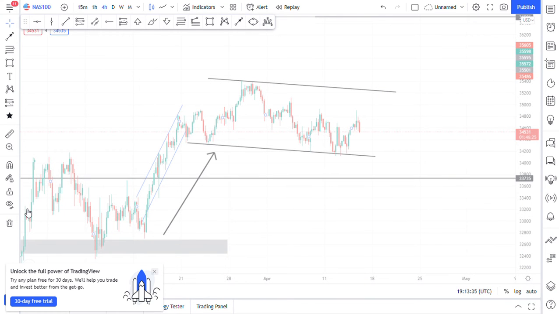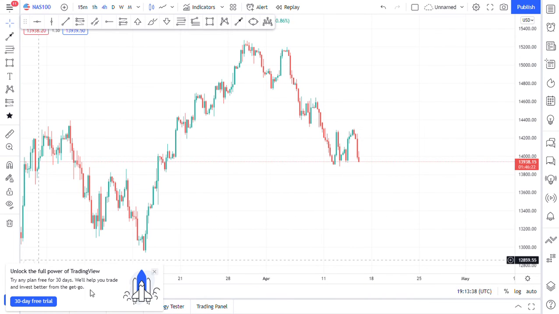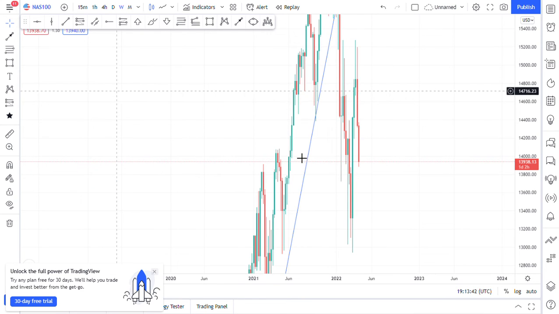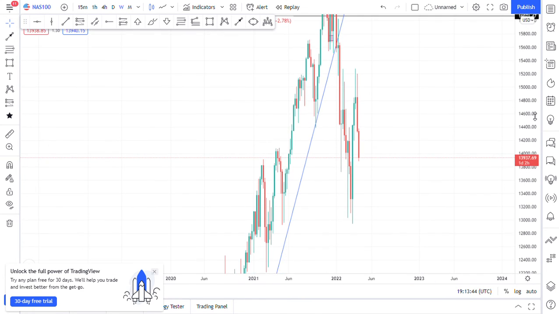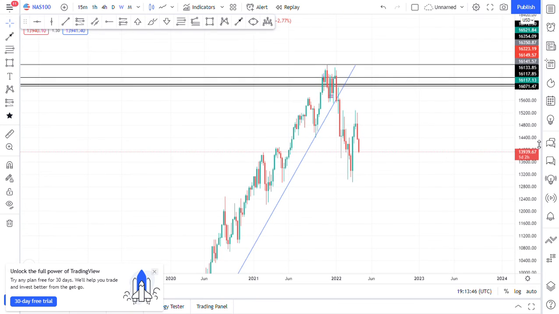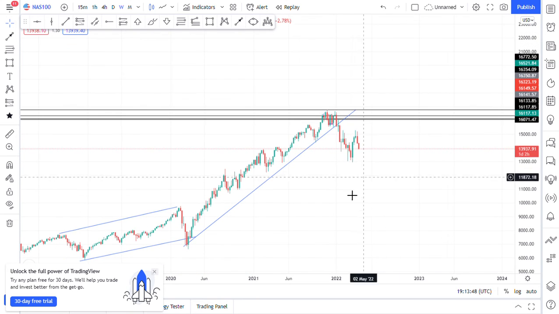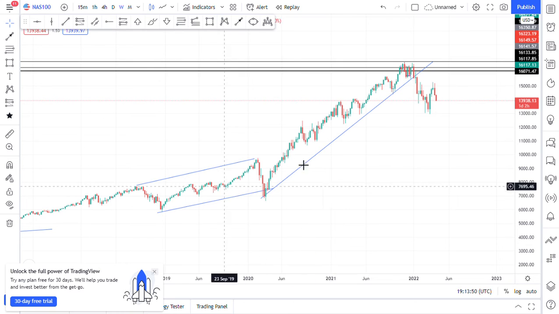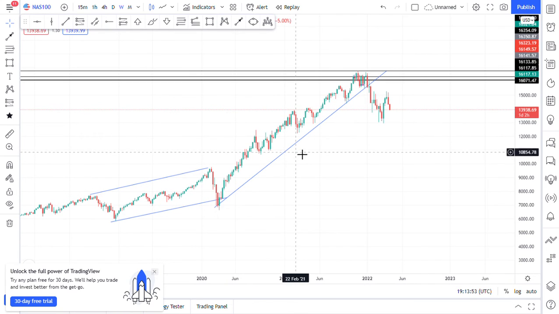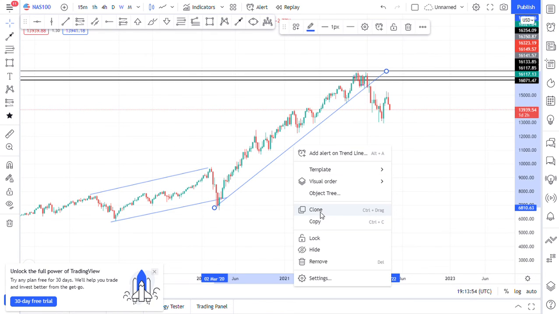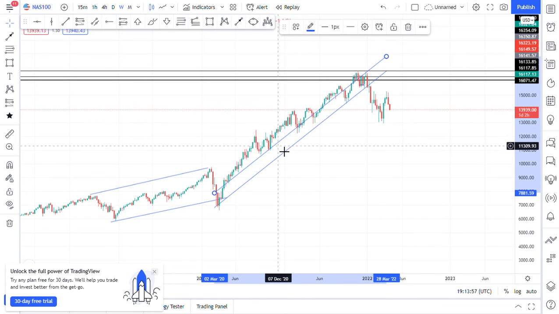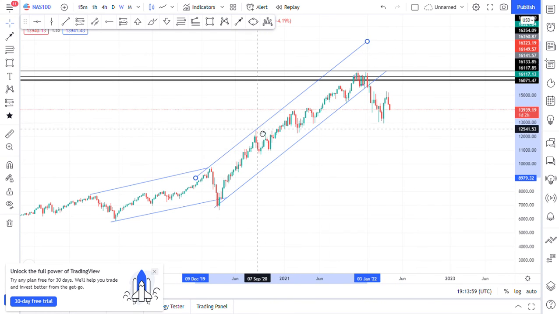So NAS 100 takes almost the same structure as US 30. So starting from the weekly time frame, we've seen clearly from our weekly time frame. Can you see? See the analysis? Can you see, guys? So from the weekly time frame, we've seen clearly the trend strategy been working.